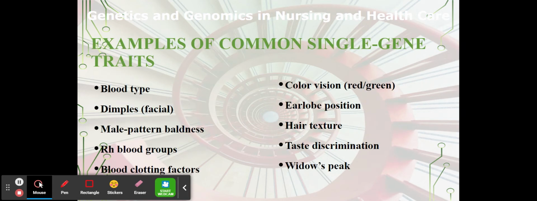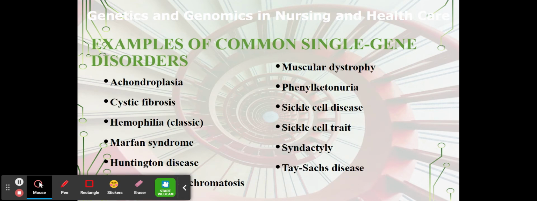Examples of common single gene traits are blood type, dimples, all the things you see on this list, color vision. They're kind of easy to isolate. They make great examples for Punnett squares because you're only dealing with one pair of alleles. Single gene disorders that are really common.